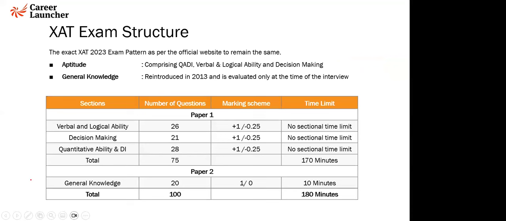Sneha is saying my SNAP is on 14th and 20th and now XAT. Sneha, as far as SNAP is concerned, just take the mocks. Before you go for SNAP, if you have taken 4, 5 mocks, I think you should be fine. Keep your focus on that.